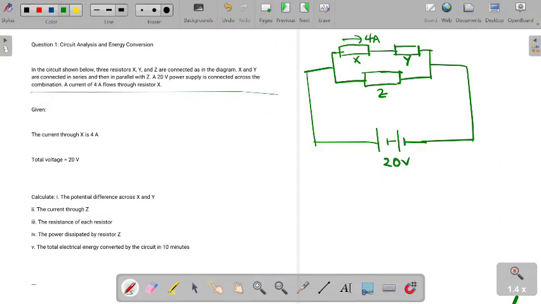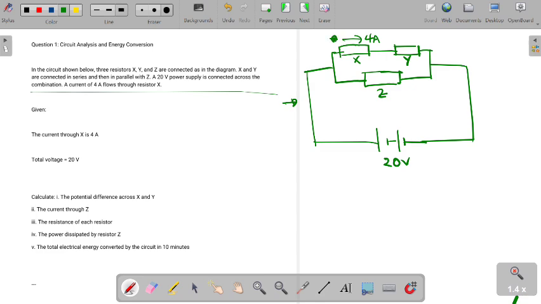And so we're looking at a circuit problem. It says in the circuit shown below, three resistors X, Y, and Z are connected as in a diagram. So the diagram you're looking at is this one. It says X and Y are connected in series and then in parallel with Z. A 20 volts power supply is connected across the combination. A current of 4 amperes flows through resistor X as shown there.